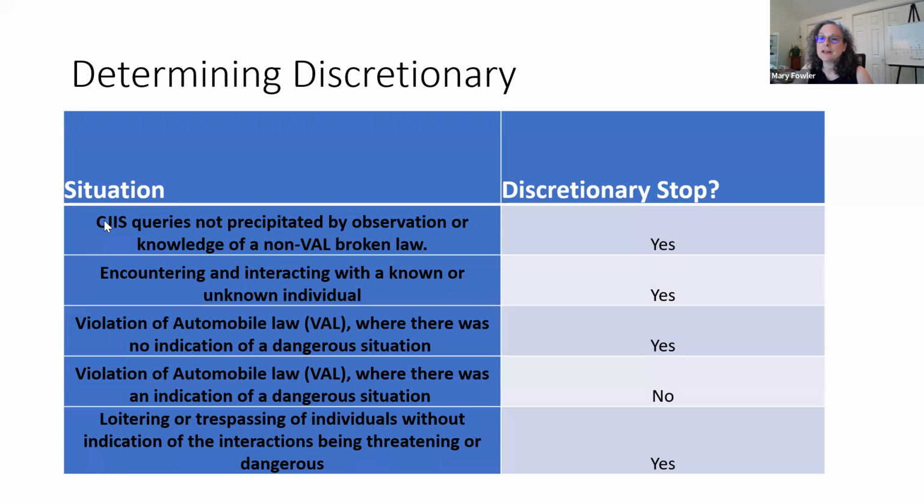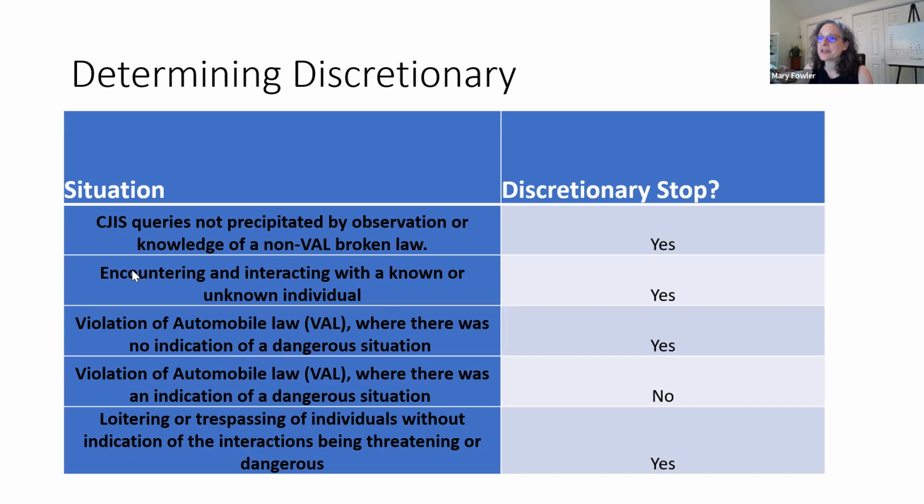Other situations, we have a lot of use of the Criminal Justice Information System, CJIS. And so there are devices in the cruisers, the police officers' vehicles, where they can access information in the CJIS, the information system. So if a police officer observes a car and does not observe a violation of law, then the CJIS query itself is a discretionary police action.